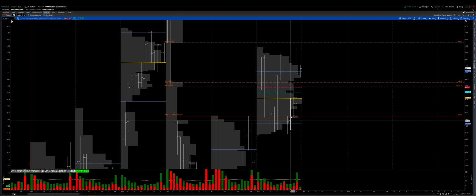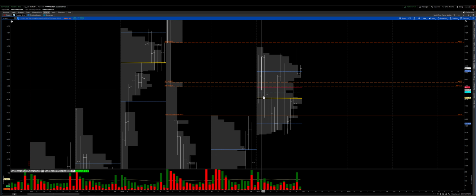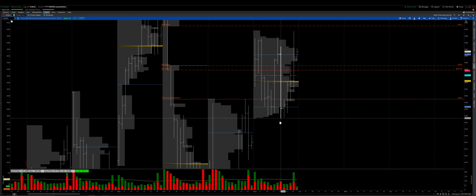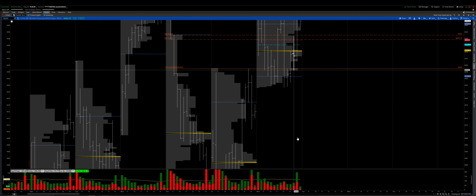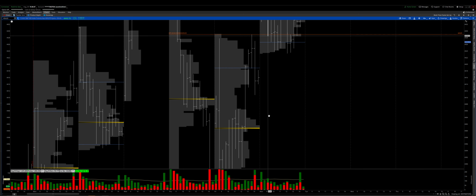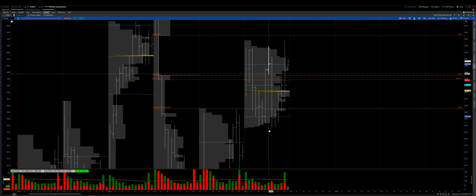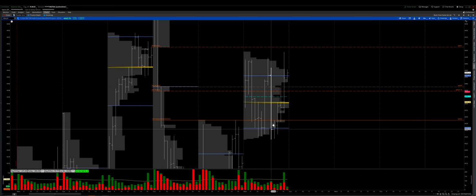I had a little bit of an innovative play where I was thinking, all right, because we couldn't get up here, fill the set of single prints and get in the upper distribution, maybe we'll find acceptance back into that lower distribution and back into the previous day's range and kind of go test the overnight low. And I was wrong. I got stopped out of that short and lost some money.